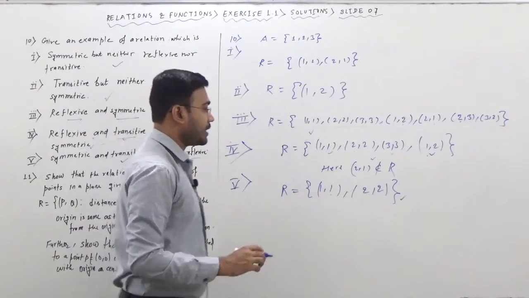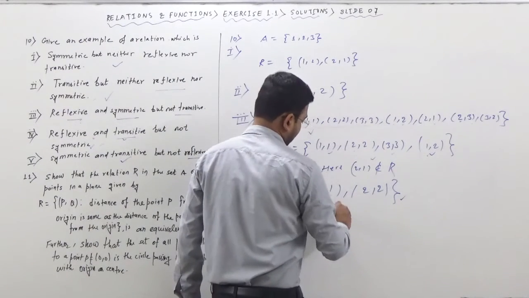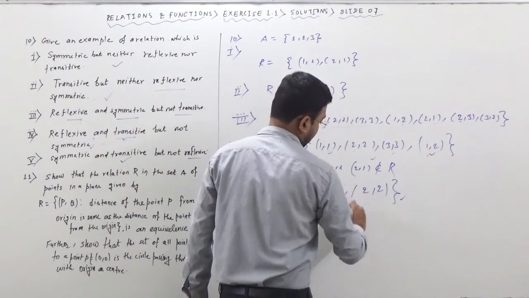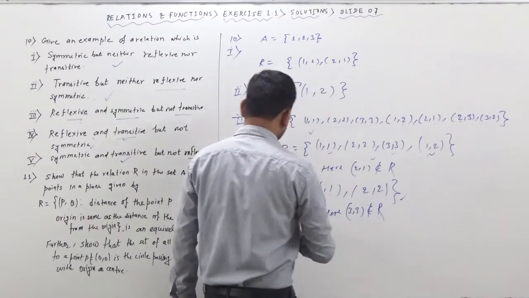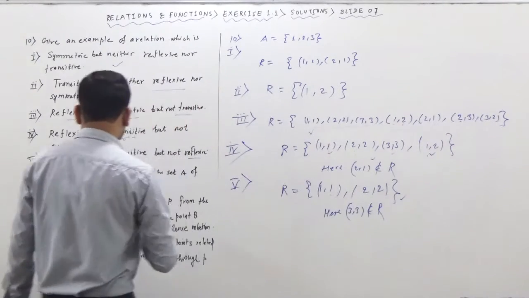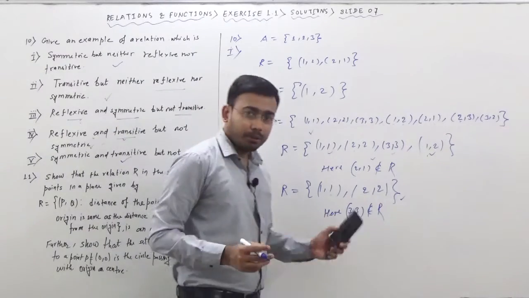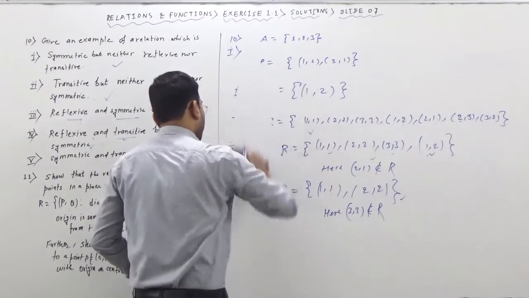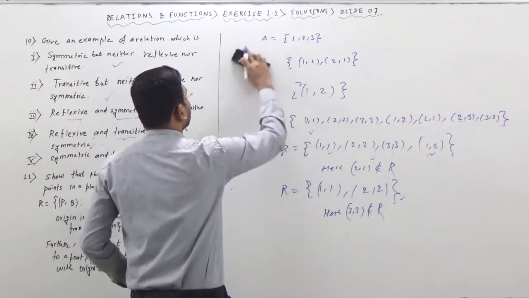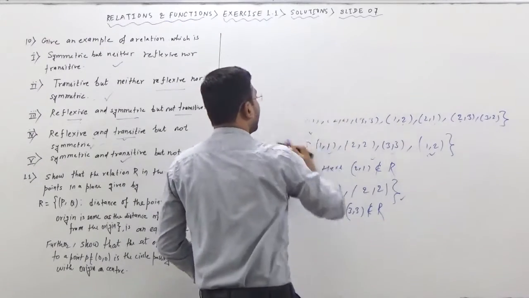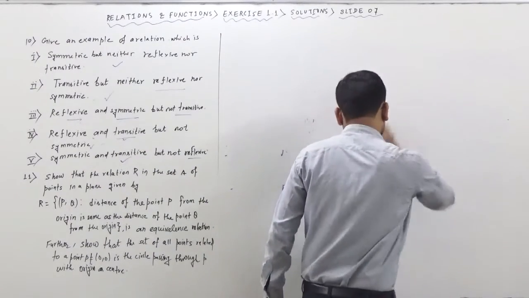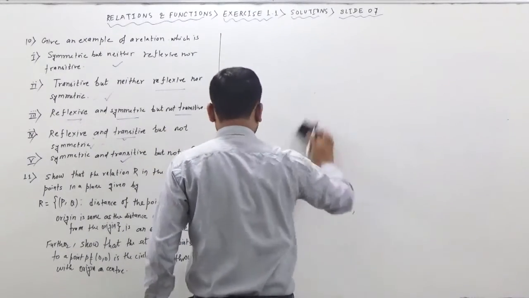But is it a reflexive relation? No, because here 3 comma 3 doesn't belong to this particular relation. So this is not a reflexive relation, right? This way you can keep your examples. So this will be homework also. You can do it. Now moving ahead to the next question, question number 11.